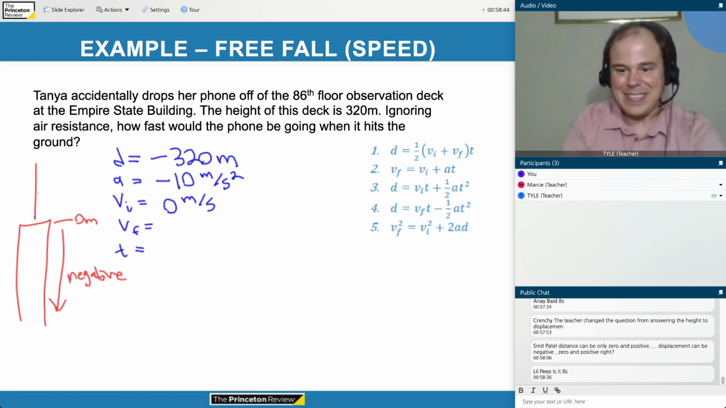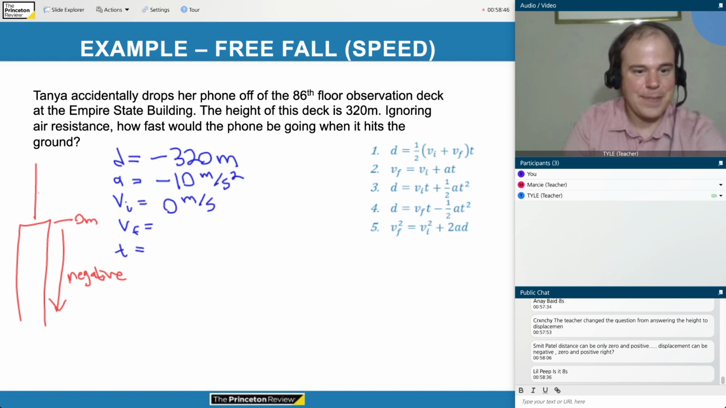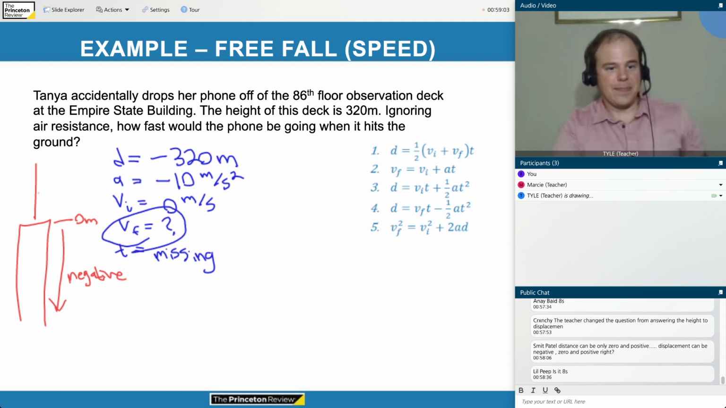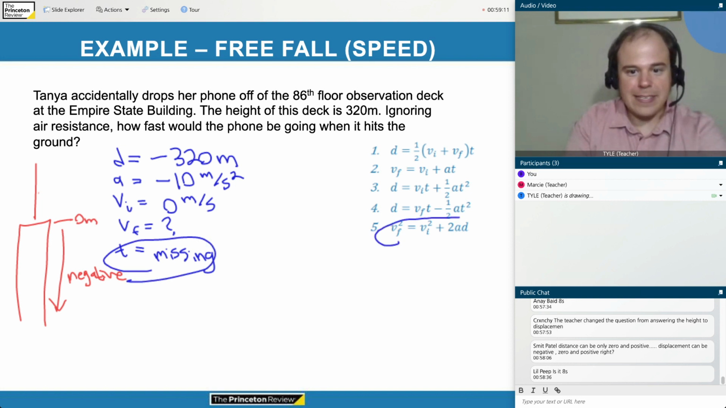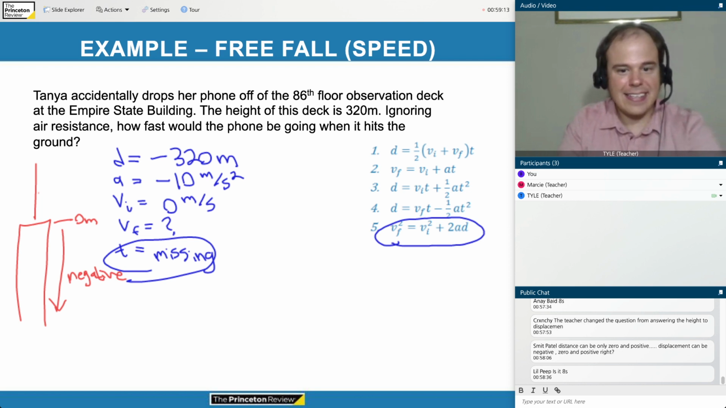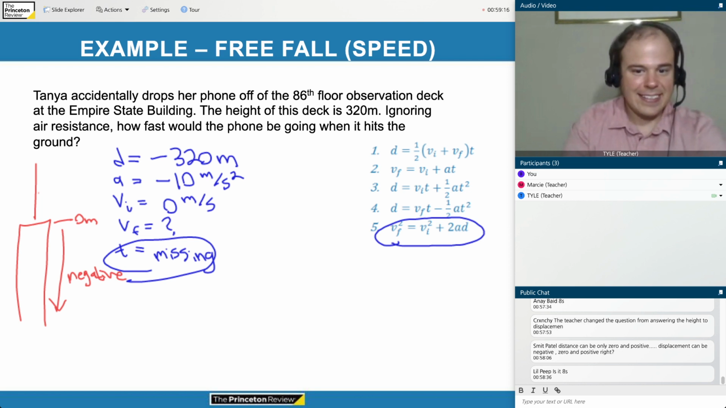I'm seeing some good answers in the chat. The final velocity, we don't know, and that is what they ask us for. And the time here is missing. So I'll choose the equation where time is missing, and that is this equation.